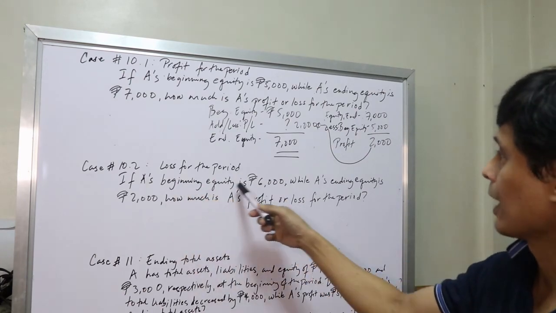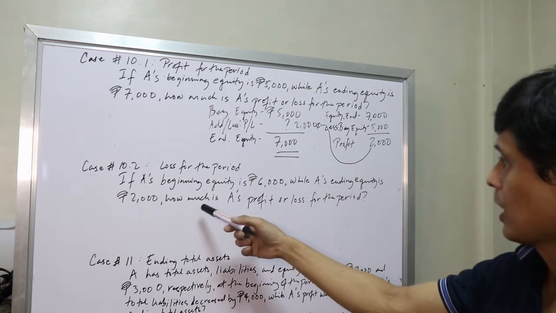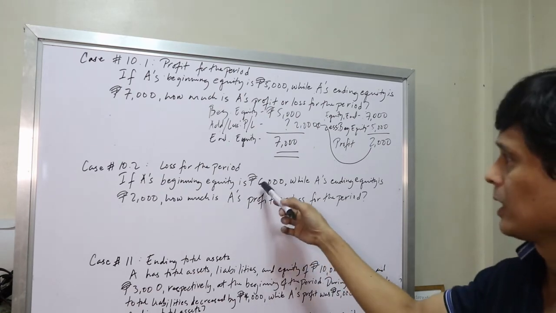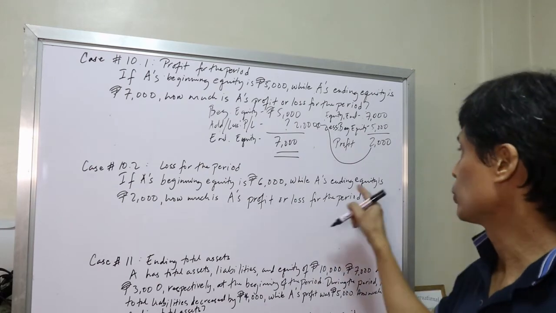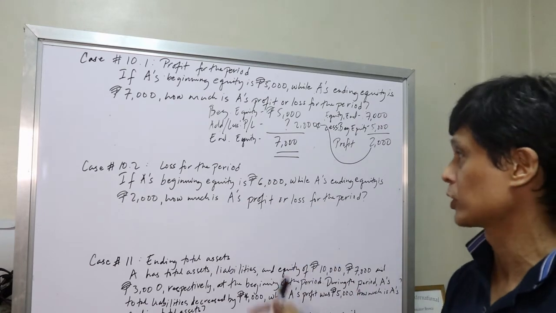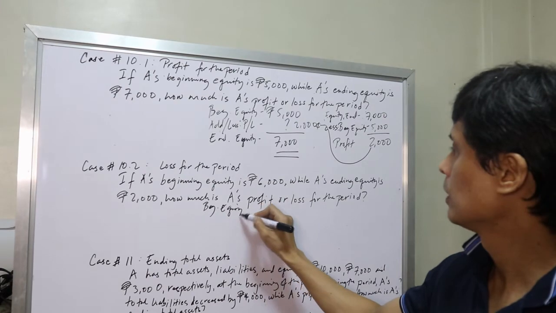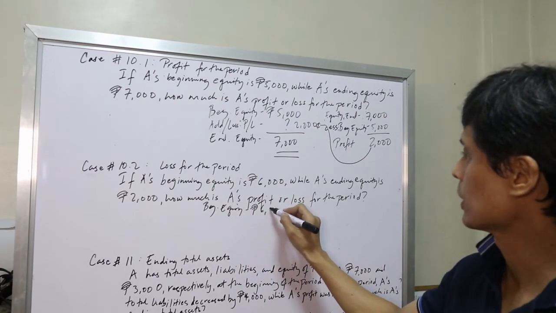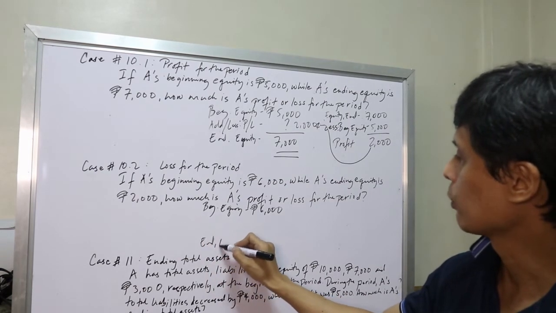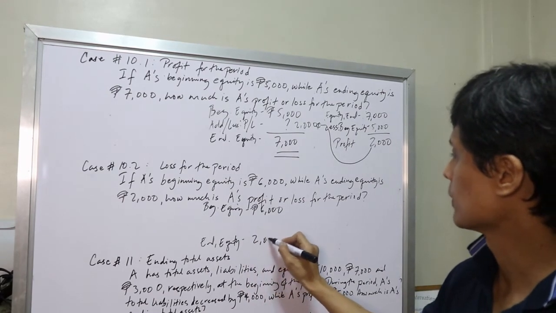So, if A's beginning equity is 6,000, while A's ending equity is 2,000, how much is A's profit or loss for the period? So, makikita natin, yung beginning equity niya is 6,000. Tapos, yung ending equity, 2,000 na lang. So, parang nabawasan ata. So, therefore, meron siyang loss. So, isulat ulit natin. So, this one is the beginning equity. So, this one is for 6,000. And then, yung ending equity niya, ending equity, this one is 2,000.